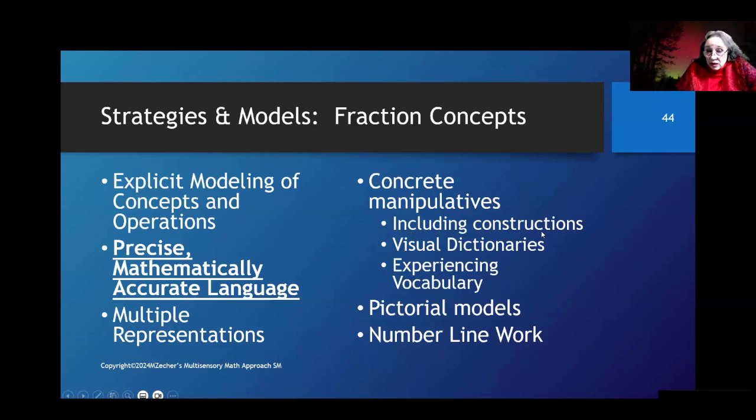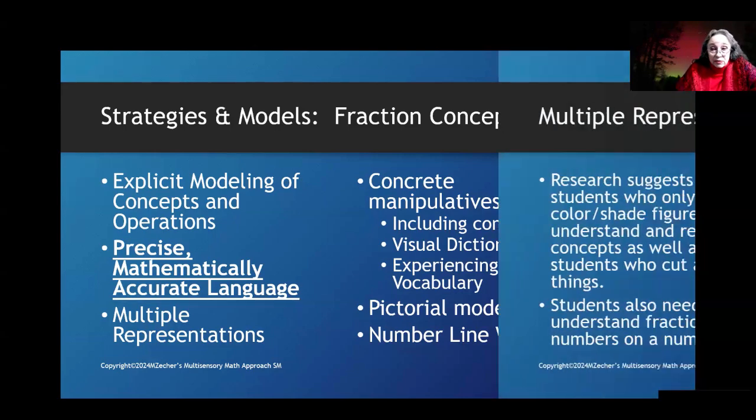Those include constructions, cutting things, breaking things, visual dictionaries for what is numerator, denominator, models of multiplication. For example, one I like to model with a number line is 6 times 1/2 versus 1/2 times 6. They get the same answer, but they look very differently. And it's important to know that for word problems. So they need number line work with fractions, lots of number line work, and lots of pictorial models. These are great opportunities for collaborative learning and discovery.